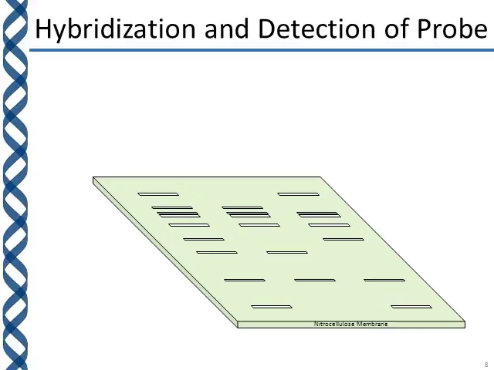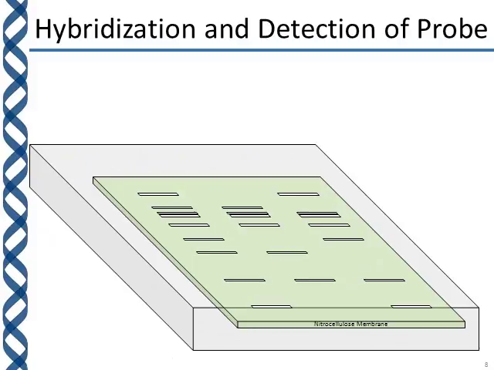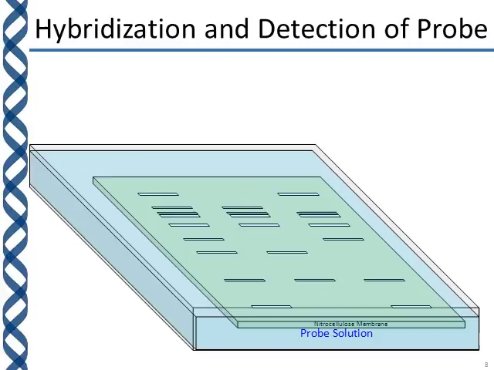Now, for the hybridization, we again put the membrane on a tray. Our probe solution is now added to the tray with our nitrocellulose membrane in the tray. Our labeled probe is added to the probe solution. This is allowed to incubate, and where it finds complementary bases, you get binding of your probe to that piece of RNA. If it's present on the membrane, you will now see binding.